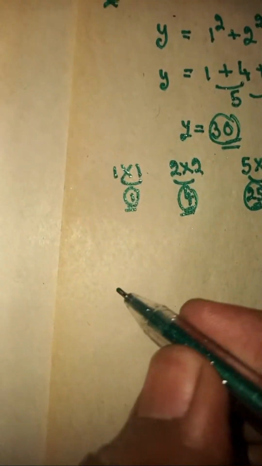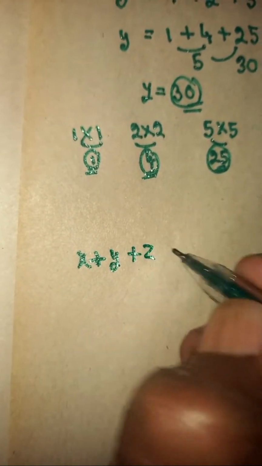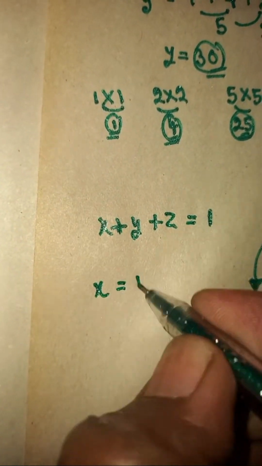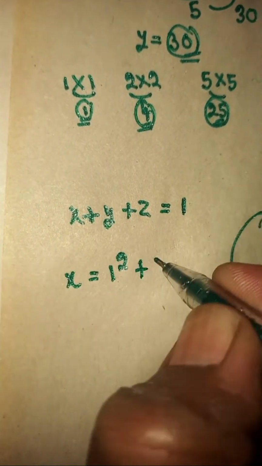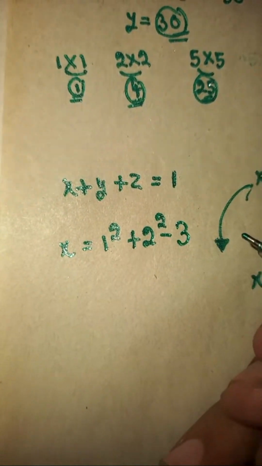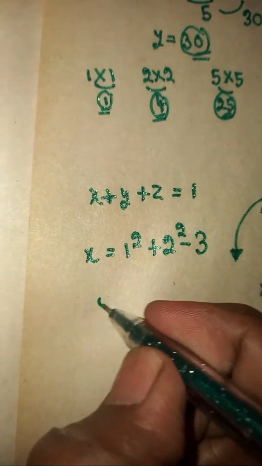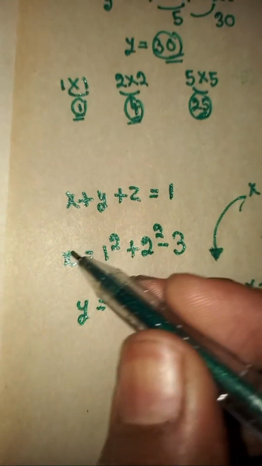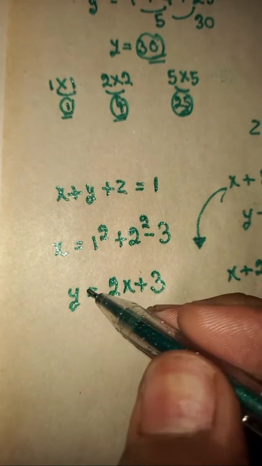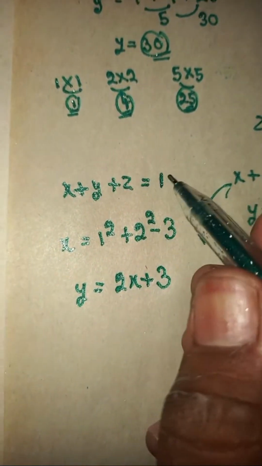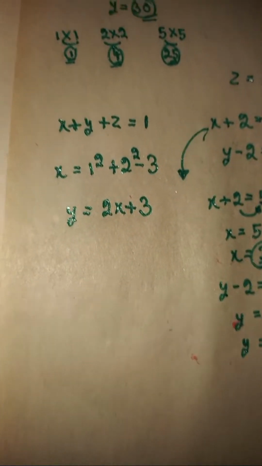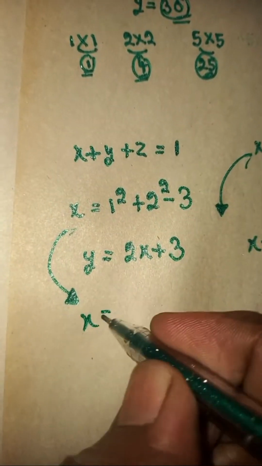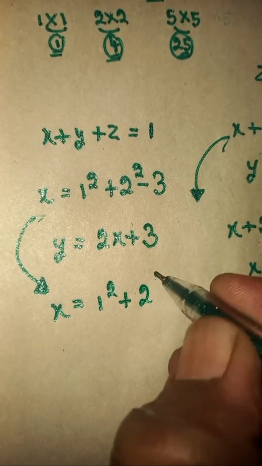That is x plus y plus z equal to 1. Now they have even given x equal to 1 square plus 2 square minus 3. Now y they have also given equal to 2x plus 3. After finding x, you can find out y, and after finding those two, you can find out z. You can find out all three values. Let's take this x. X you can write here, that is x equal to 1 square plus 2 square minus 3.